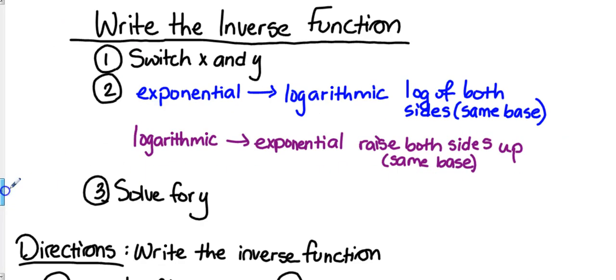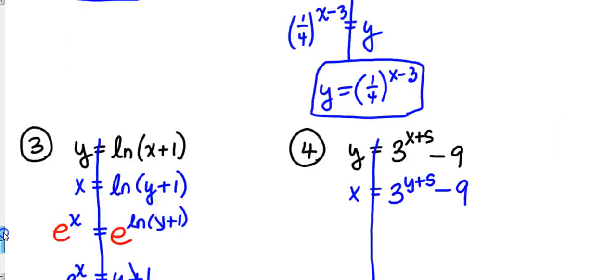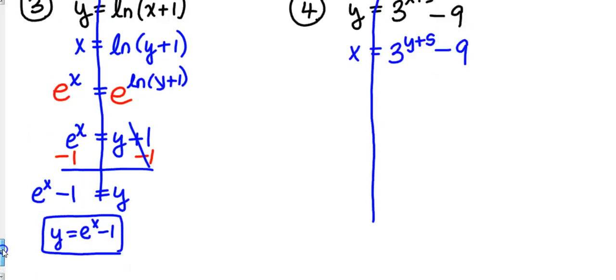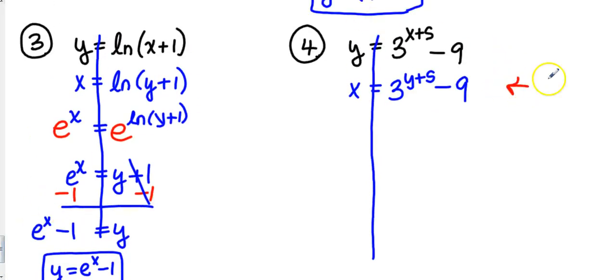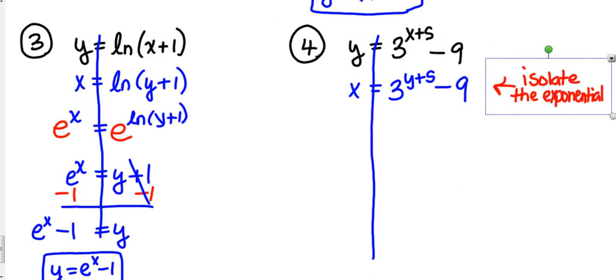So coming back up to our notes, if we're starting with an exponential and going to a logarithmic, we will take the log of both sides. Before you do that, where'd my problem go? Right here. Isolate the exponential term first. So I need to get this by itself. To do that, I can add 9 to both sides.